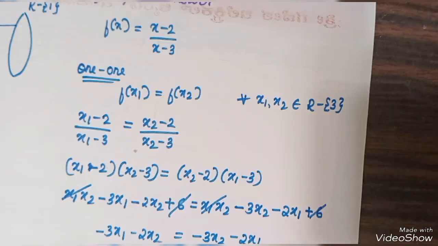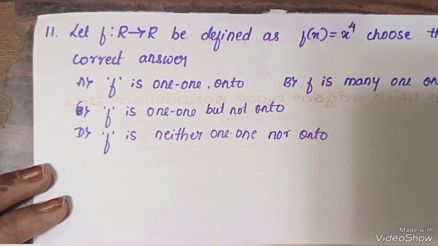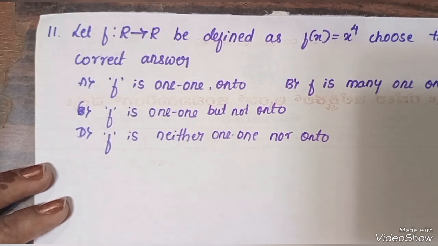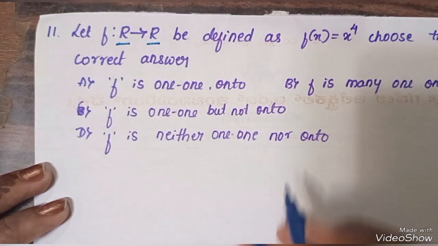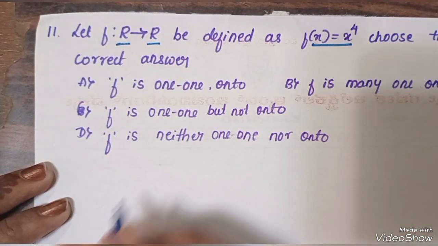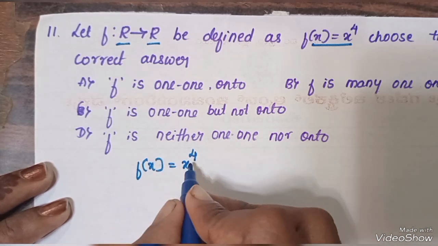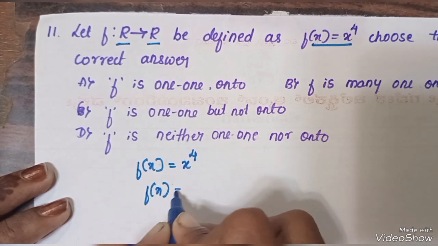Now, there are two multiple choice questions. Question number 11. Let a function f from R to R be defined as f of x is equal to x to the power 4. Choose the correct answer. Here R and R are the real numbers. Here the condition is that f of x is equal to x^4.